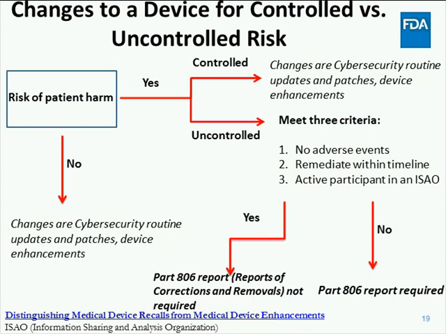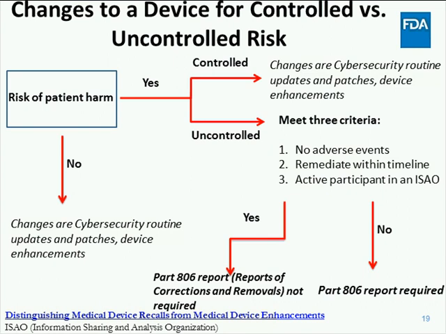In further articulation of the policy, when a risk of patient harm is present, and you can see on the top in the uncontrolled arrow, changes to reduce uncontrolled risk of patient harm would be considered corrections and removals, requiring adherence to 21 CFR 806. However, if manufacturers can meet three criteria, including one, there are no adverse events associated with a vulnerability.